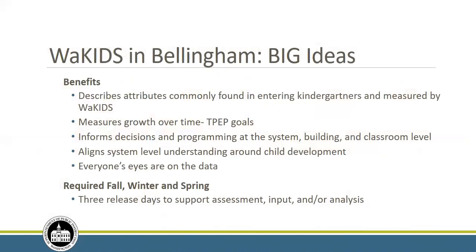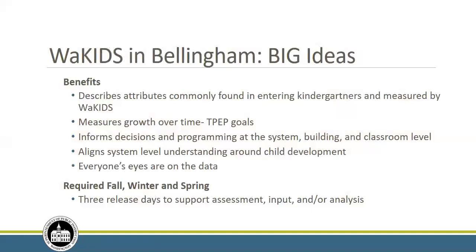Another piece is everyone's eyes are on the data. Our psychologists are looking at the data, our OTs, our PTs, our SLPs, our superintendents, our DACs, building principals. Everyone is aware what the data has to say. Our lab teachers, Title teachers, math intervention specialists, our highly capable director. Everyone is looking at this to say, what are these students showing us? What are their strengths and what are their next steps? And finally, like I mentioned, this is required in Bellingham, and that was a teacher choice.